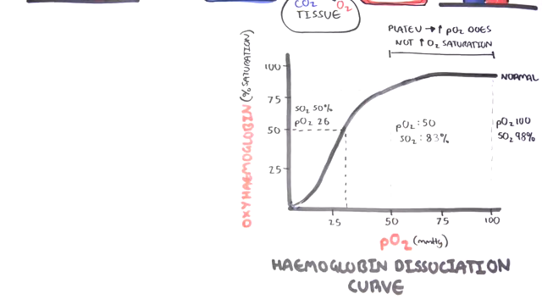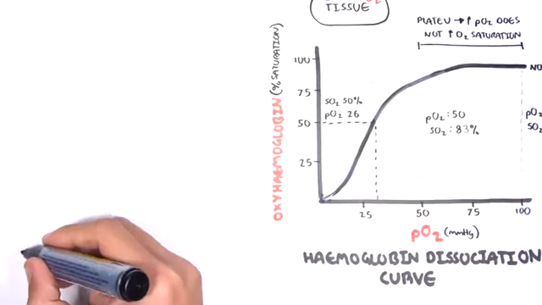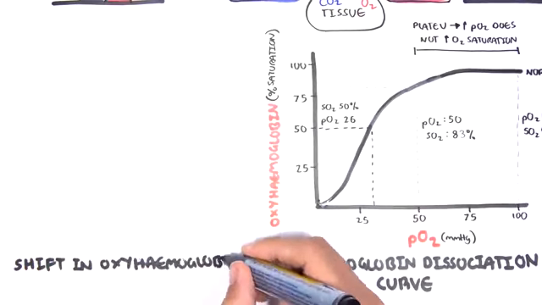The reason for this sigmoid shape and why low partial pressure of oxygen has a quick increase in oxygen saturation is because of positive cooperativity. When the first heme in the hemoglobin molecule receives oxygen, the affinity increases for the second and then the third and so on.